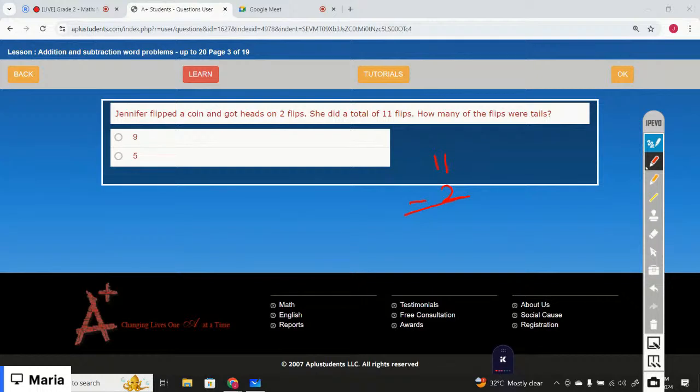Yes, you have to take away, right? Taking away because the total flips were 11. 2 of them were heads. You need to find how many of them were tails. That means you have to do 11 take away 2.